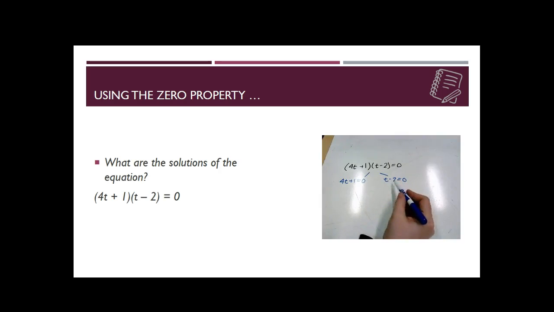So, brother and sister rule, to get t by itself, I'm going to use my opposites. So I'm going to add 2, and I have to do that to both sides of the equation. I'm left here with t equals 2, which is one possible answer.